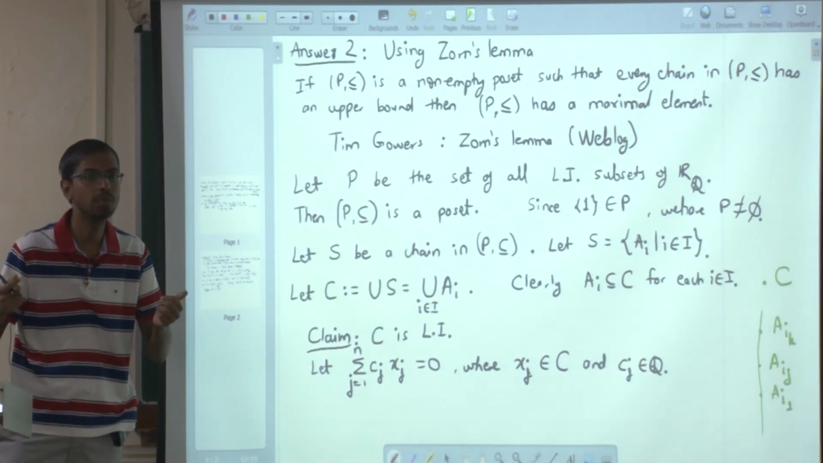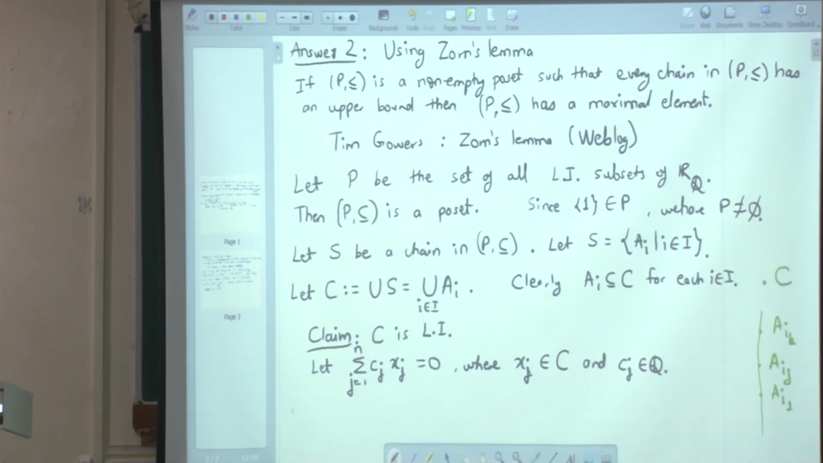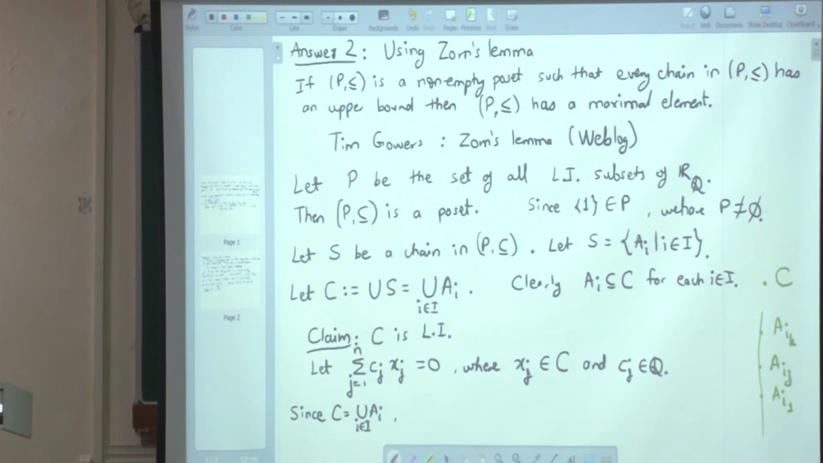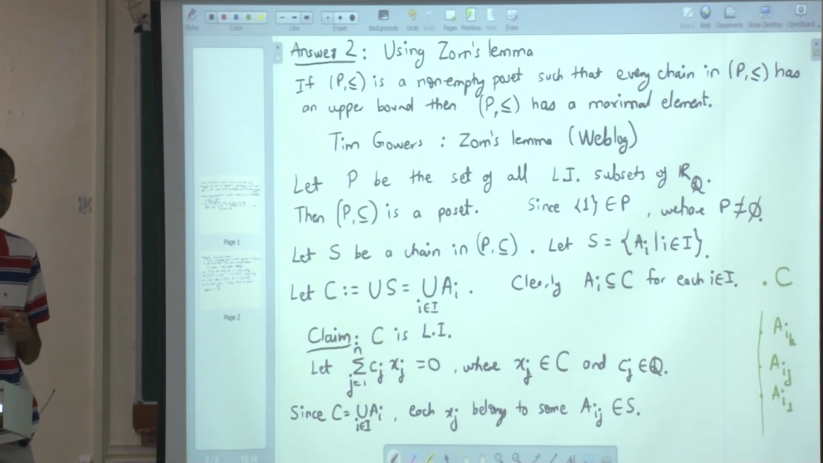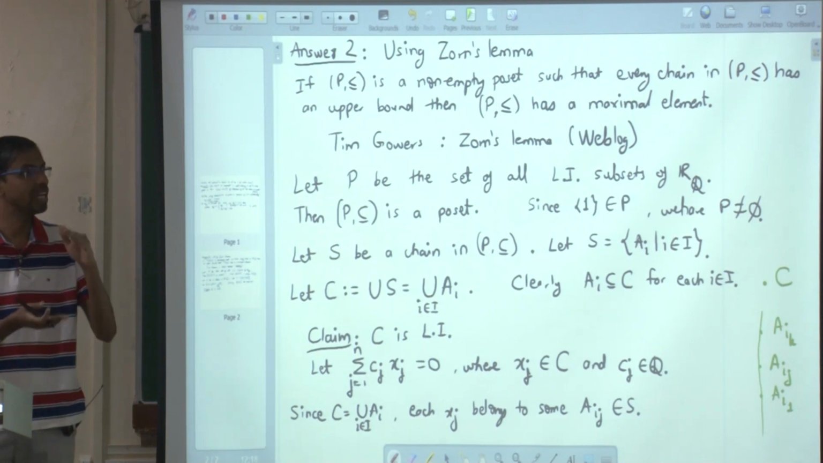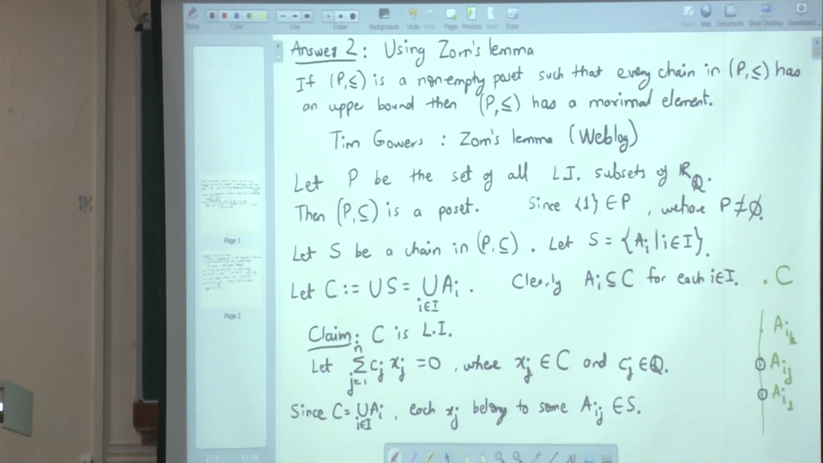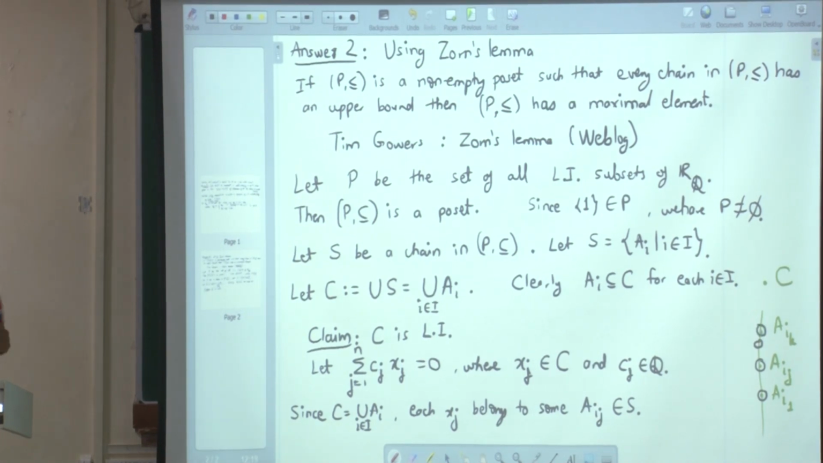So where is xj coming from? Very good. Since C is equal to the union of A_i, i in I, each xj belongs to some A_ij in S. But how many such A_ij's are there? N many, meaning finitely many. So now there is only a finite number. Let's say this and this and this. So these are the only four A_ij's which contain these xj's.